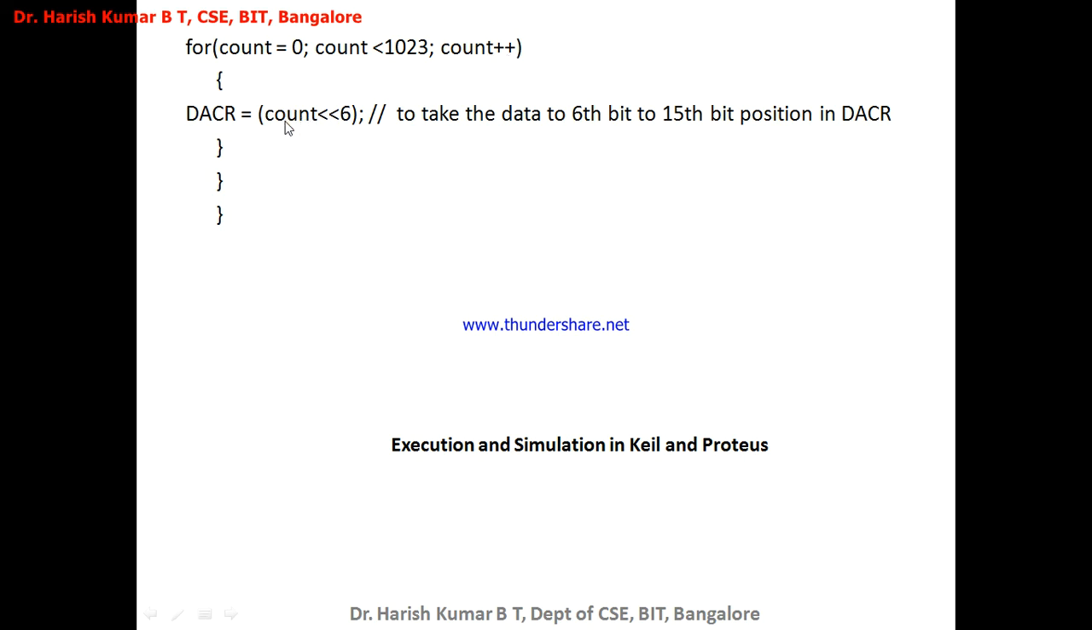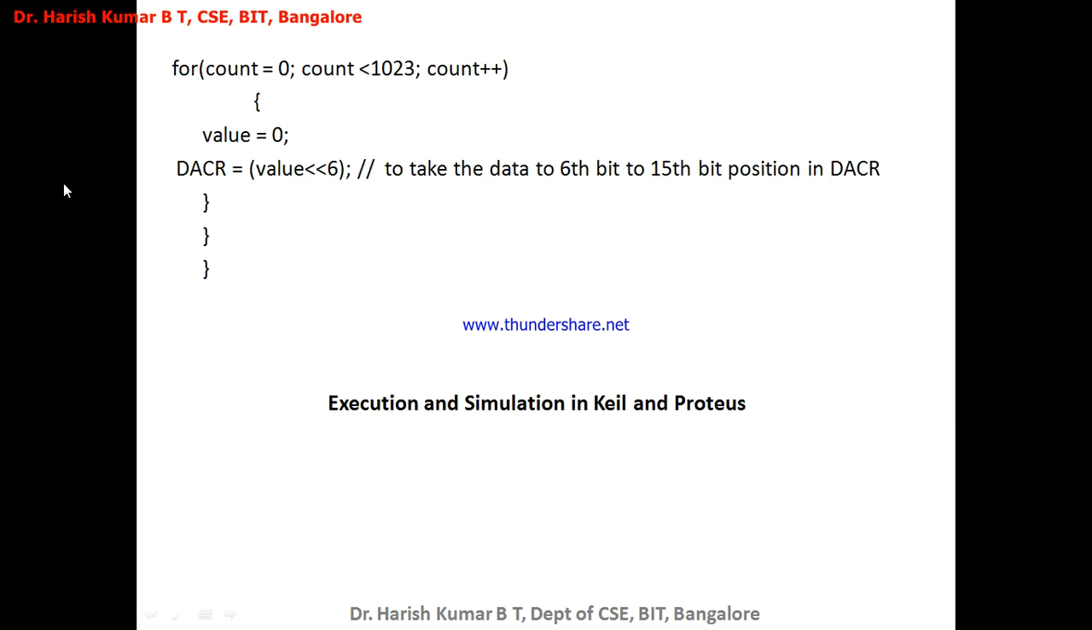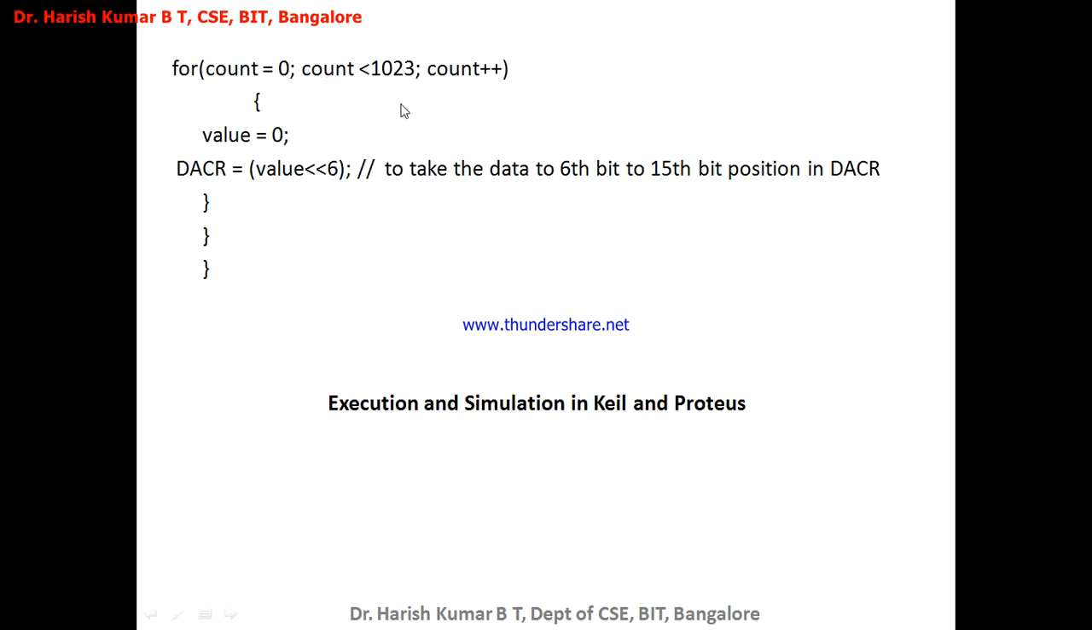Now what we are doing here, one second, I think this is for the square. I think I skipped one slide. Okay, count is equal to 0, count less than 1023, count plus plus. Now what we are doing, value is equal to 0 and value left shifted by 6 and assign it to DACR. Earlier the line was here at the peak.